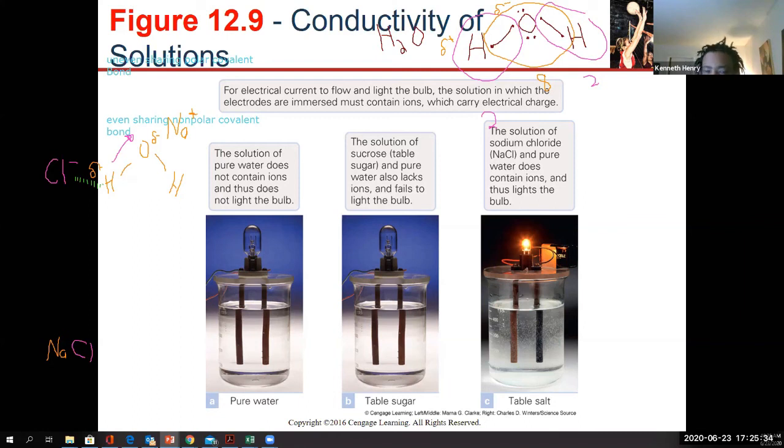And we're going to talk about that for right now. We're going to expand that definition of polar and nonpolar when we talk about the whole thing together, because it gets a little more complicated. Okay, thank you.